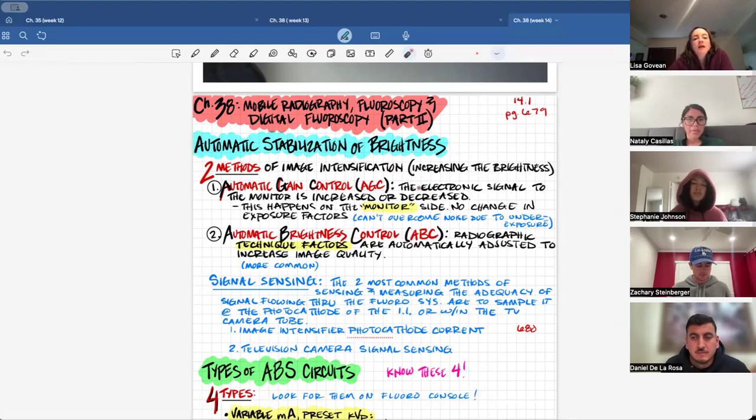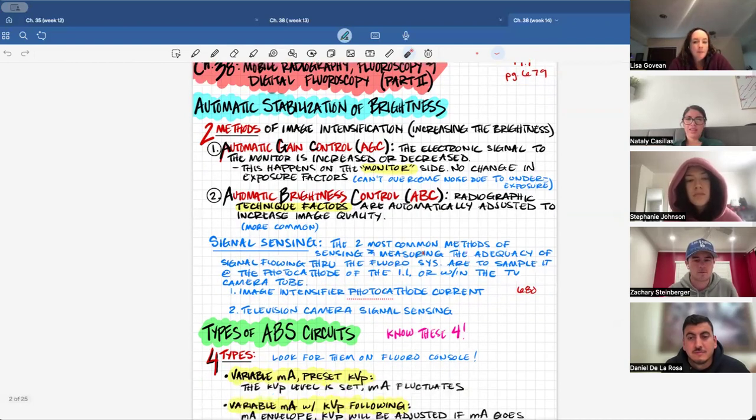Does that make sense? AGC has to do with the monitor. You've already taken the image, and you're manipulating it on the monitor screen, whereas automatic brightness control automatically adjusts your technique to increase the image quality before you take the image, which is more common.